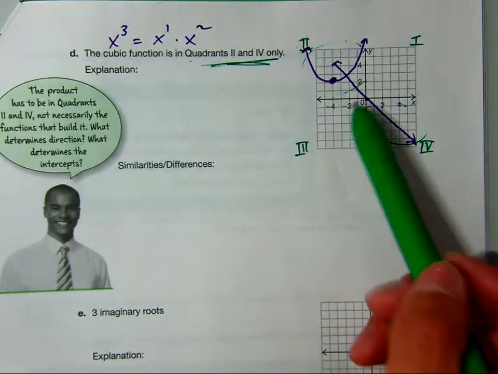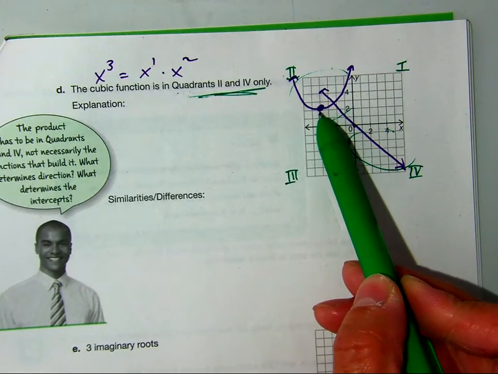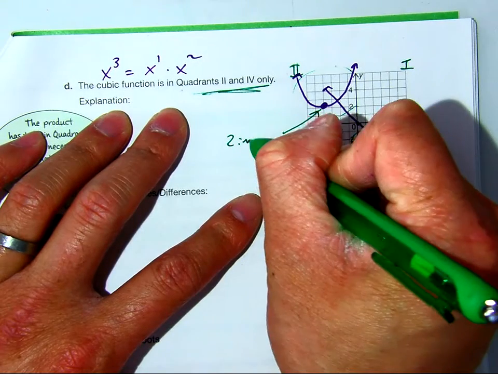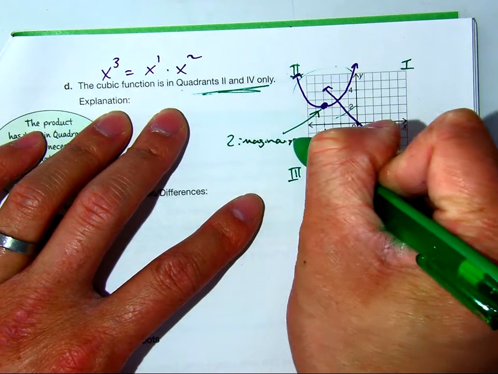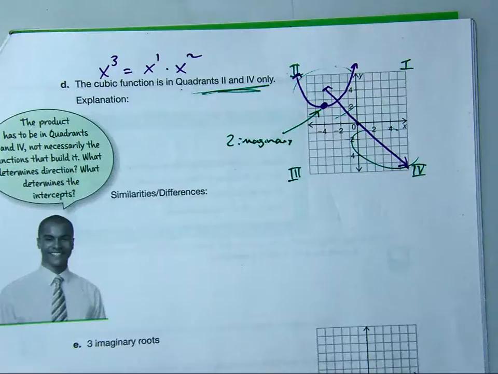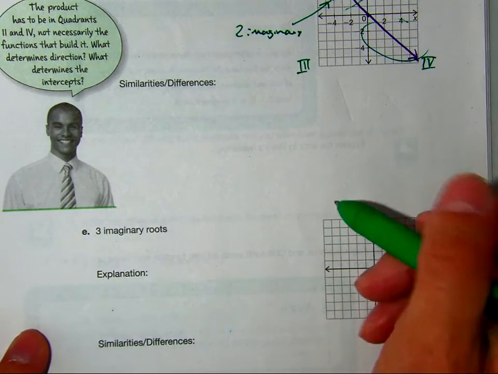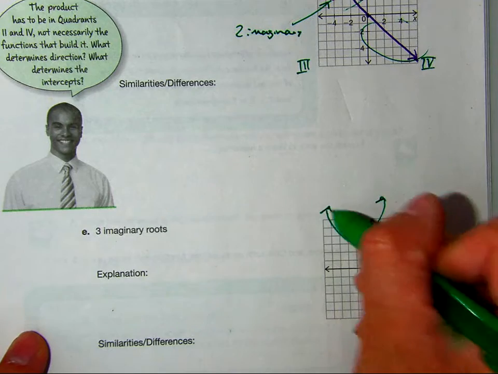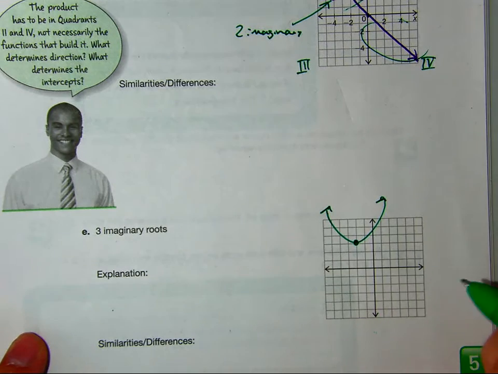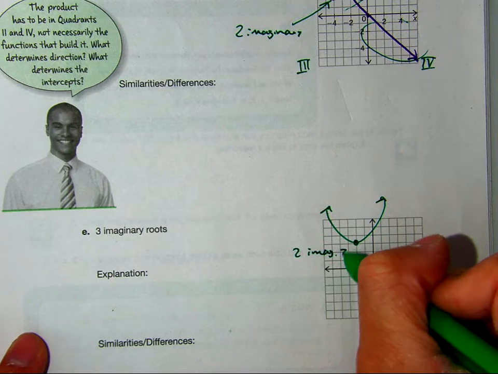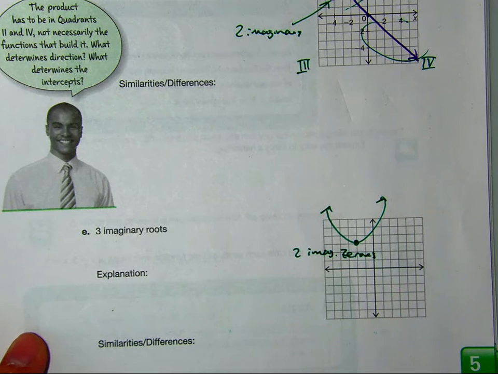Question. How many imaginaries is this one? Remember, that counts as 2 imaginaries. So, this one's asking for 3 imaginaries. So, class, how many imaginaries do I have here? 2 imaginaries. 2 imaginary zeros. How do you draw a third imaginary zero?